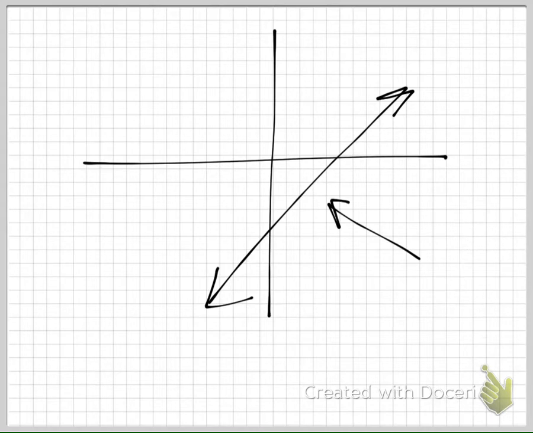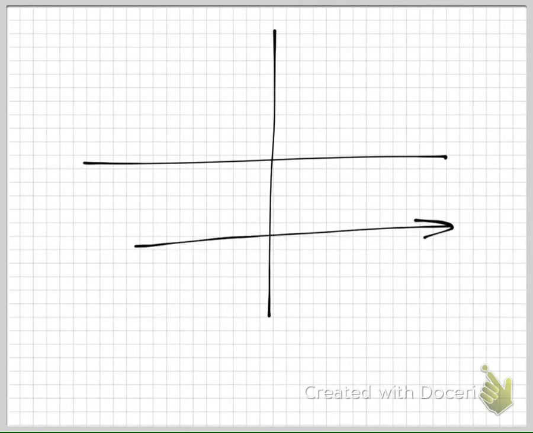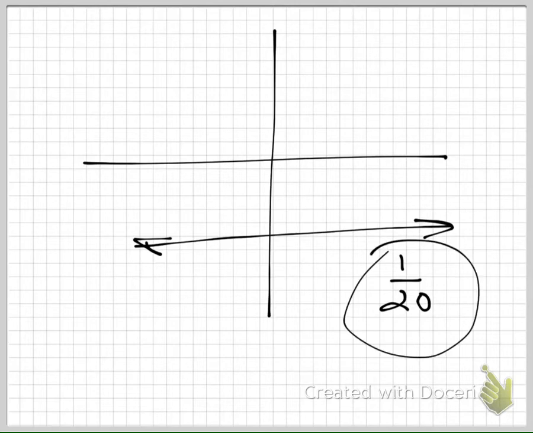If it's less than that, it might be something like 1/4. Does that make sense? Or maybe if it's really shallow, it might be 1/20th slope. The more shallow it gets, the closer to 0 that it is, right? Eventually, when it hits perfectly horizontal, that means the slope is 0. That should make sense. The closer it gets to 0, the more shallow it is, the closer it is to being horizontal.